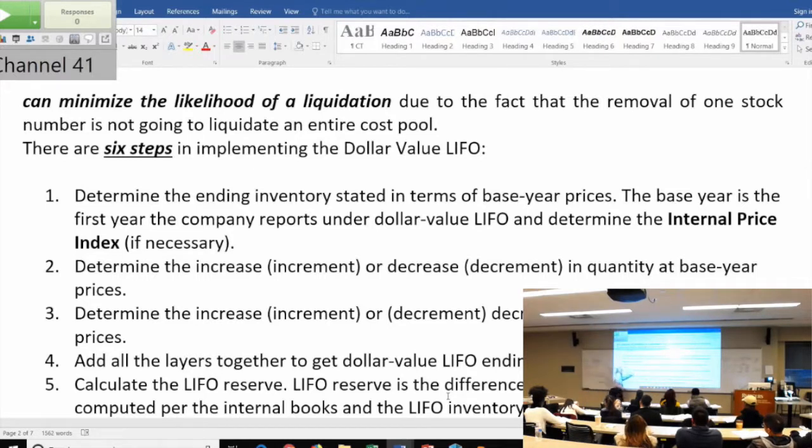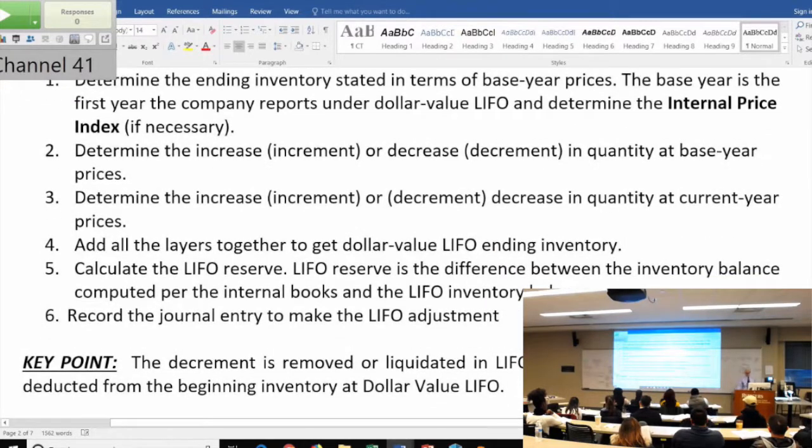If it increases, it's called an increment. If it decreases, it's called a decrement. Once you have the increment or decrement, I'm going to have to show you this, but you price them out at the price index, you would add them to the LIFO layers, and then you would determine the LIFO reserve. And the LIFO reserve would be the difference between the FIFO inventory and the dollar value LIFO. And we'll find out that you'd have to make a journal entry for that adjustment.